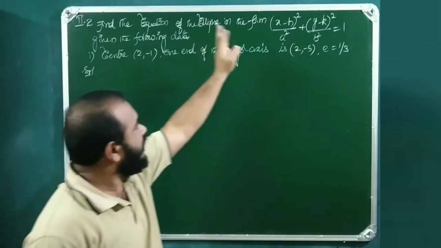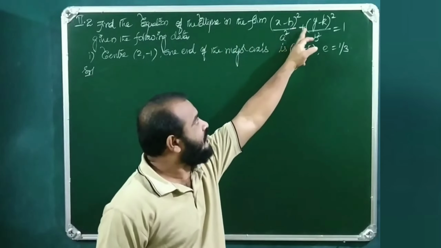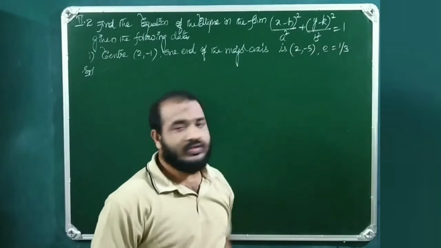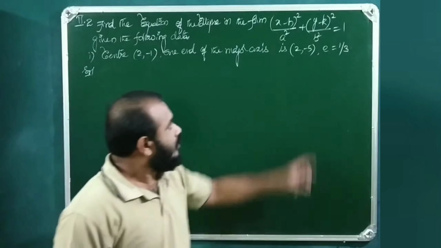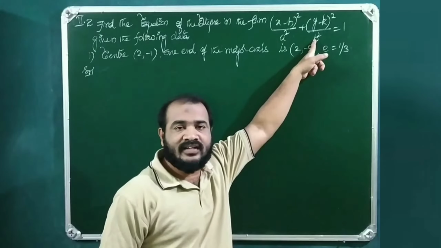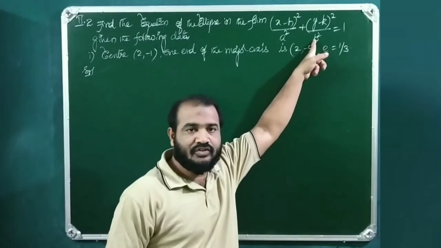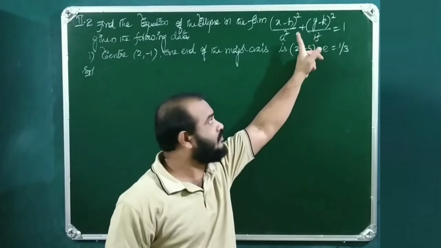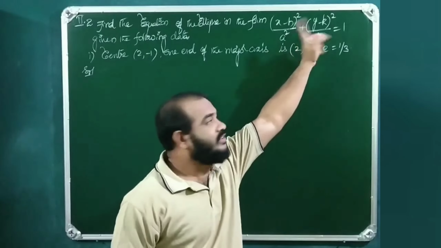Find the equation of the ellipse in the form (x minus h) whole square by a square plus (y minus k) whole square by b square equals 1. One thing is clear: it is an ellipse whose center is not at the origin. Shifting of origin has taken place, so the origin is shifted to (h, k).